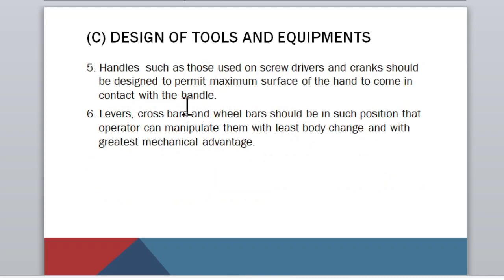Next is handles such as those used in screwdrivers and cranks should be designed to permit maximum surface of the hand to come in contact with the handle. Okay? The design of tools and equipment is related to ergonomics. You have to design screwdrivers, right? We have here the design of screwdrivers that is circular. Newer screwdrivers are intended to curve so that they fit the palm of our hand.